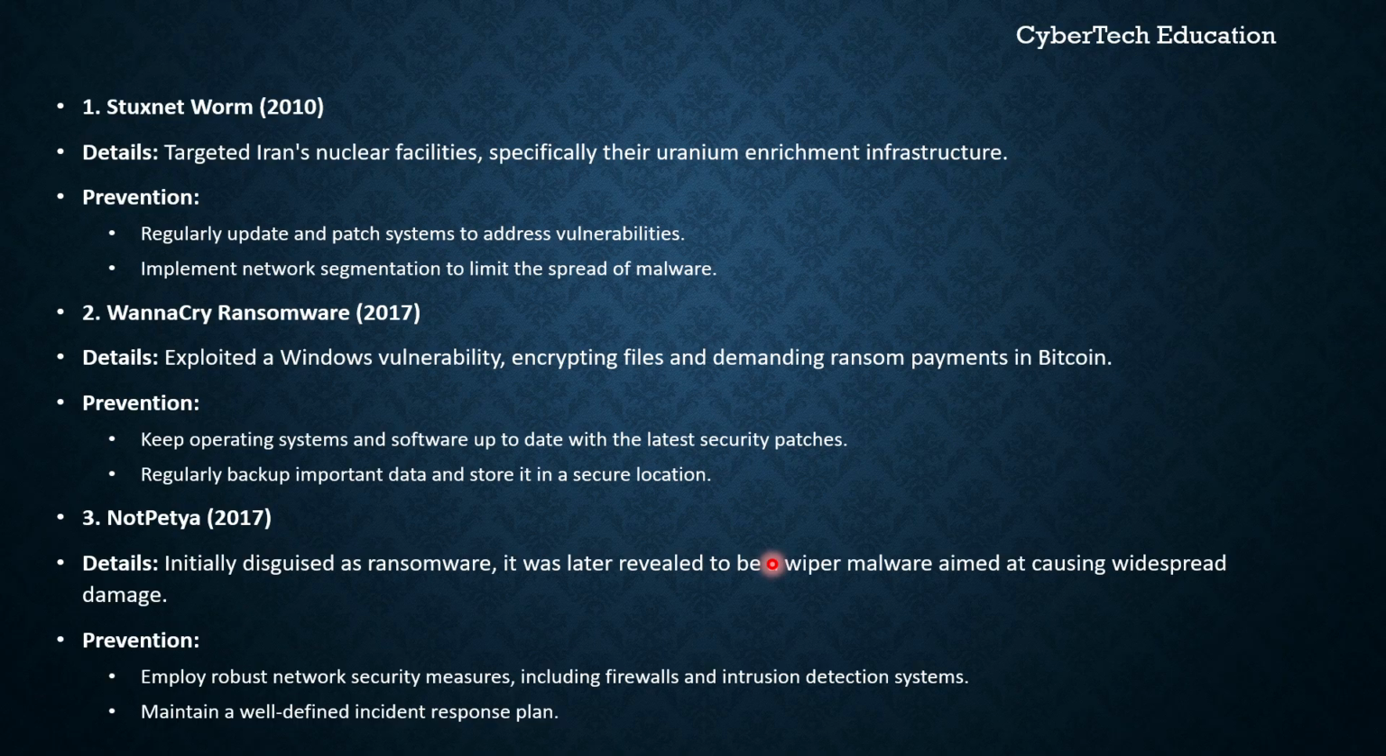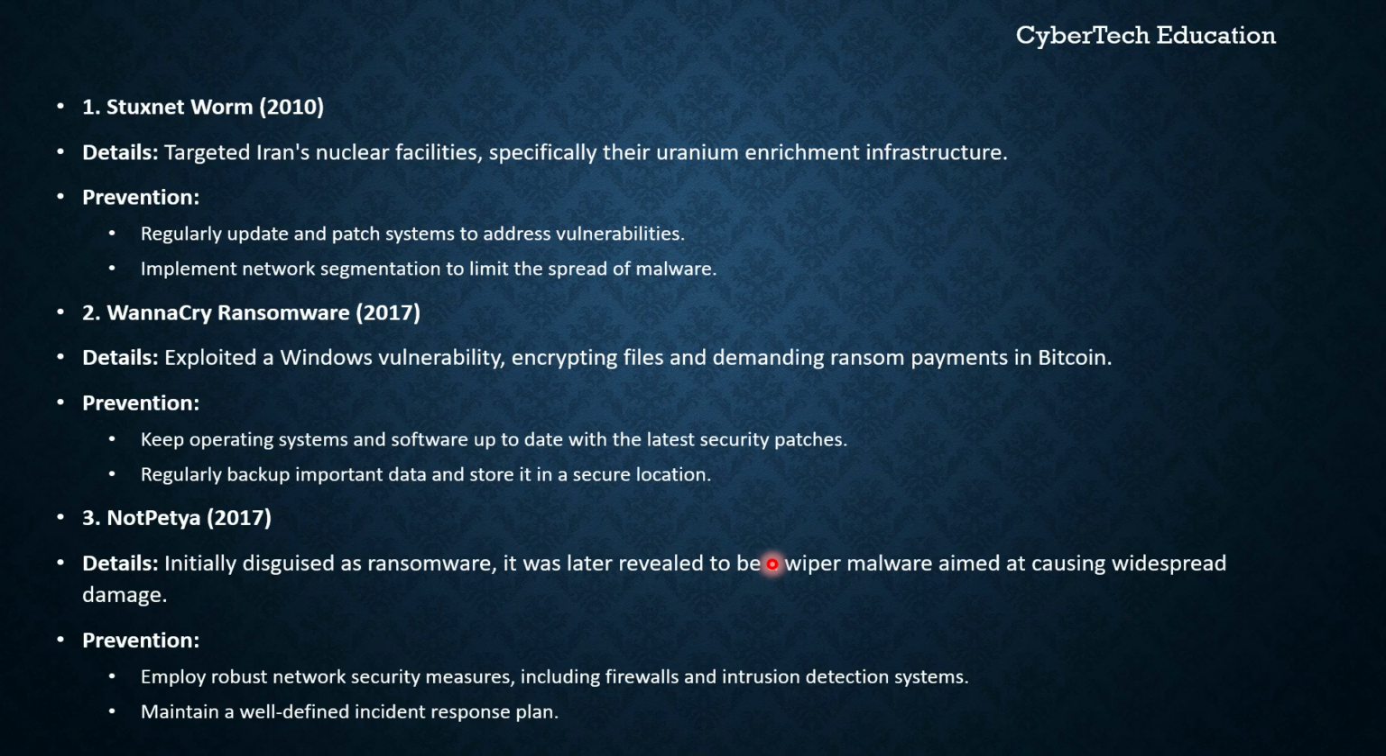Stuxnet, from 2010, targeted Iran's nuclear facilities, especially their uranium enrichment infrastructure. To prevent this, regularly update and patch systems to address vulnerabilities, then implement network segmentation to limit the spread of malware.